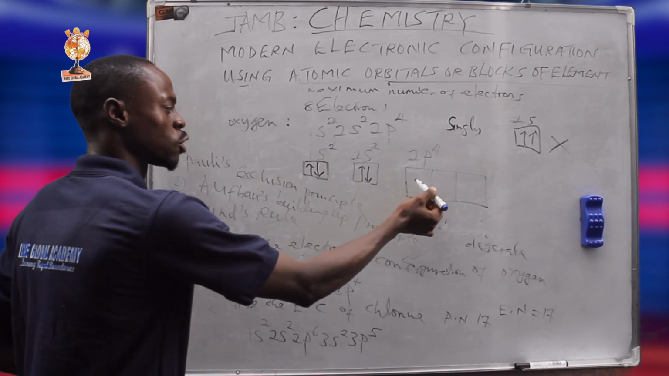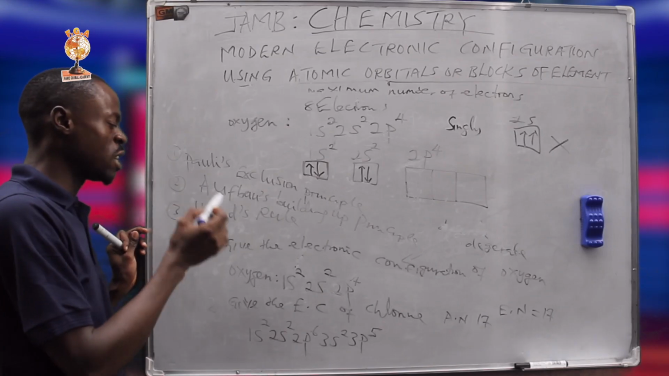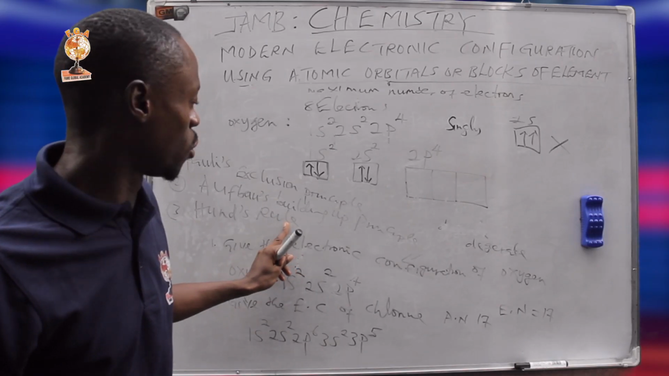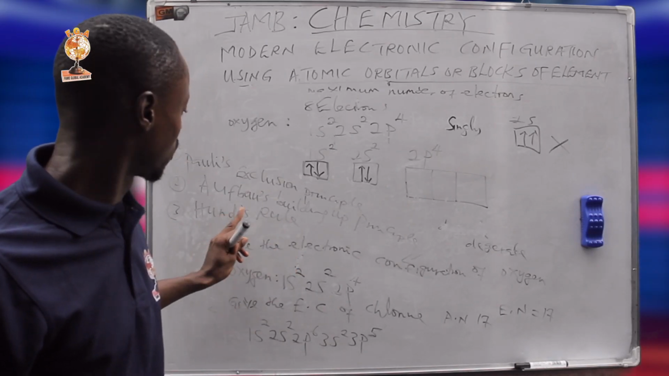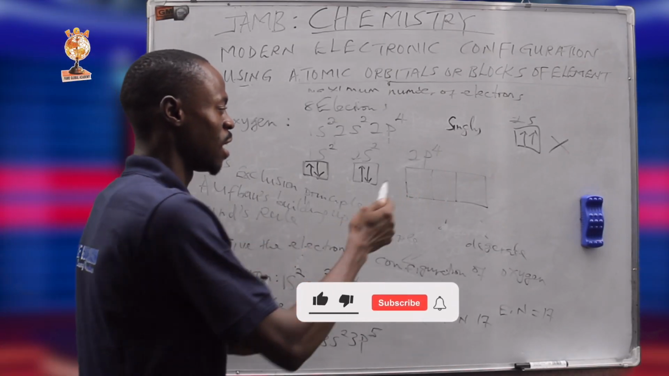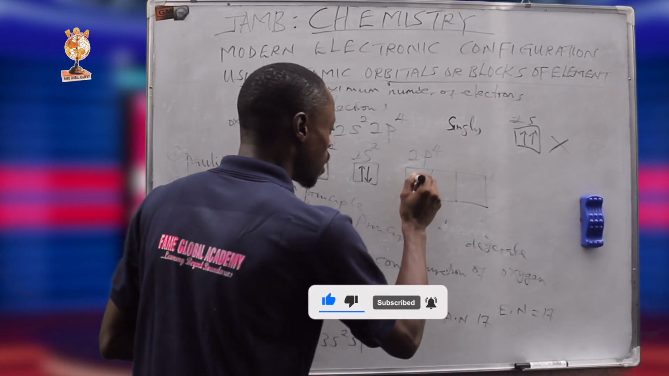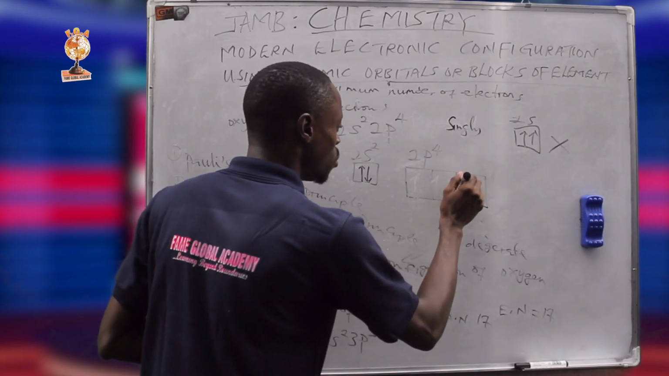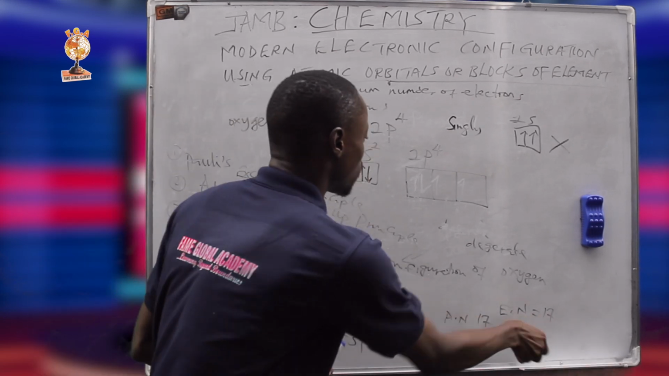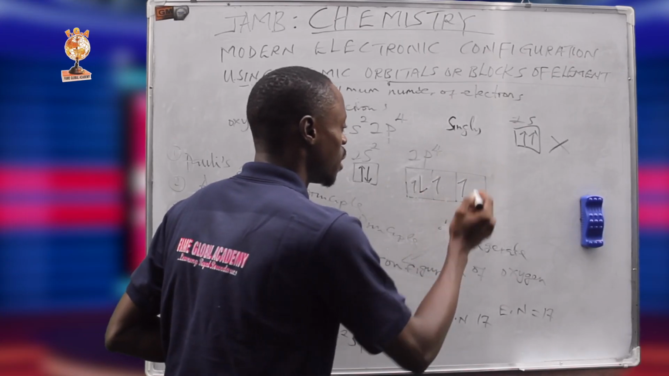So for you to fill electrons in a degenerate orbital as we have in this 2p4, you must put into play Hund's rule of maximum multiplicity. Hund's rule states that electrons are fed into orbitals singly first. Let's feed these 4 electrons singly first before pairing takes place. Singly first, we have 1, 2, 3, then 4. Singly first before pairing takes place in a degenerate orbital.